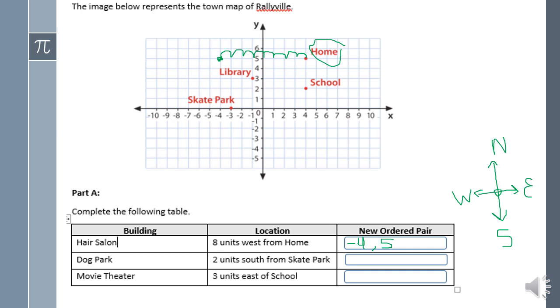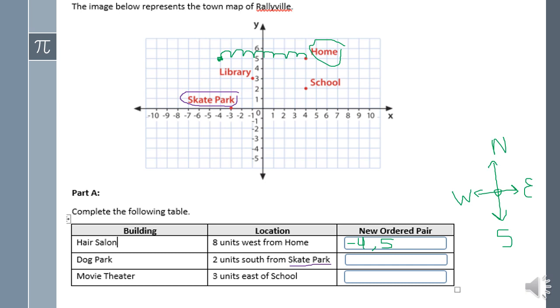So the next building we're trying to locate is the dog park. And this says it's 2 units, I'm going to use a different color, let's use purple, 2 units south from skate park. So skate park is my starting point. I'm going to circle that. I'm going south, so I'm going to be going down, underneath the 0. So let's start here. And it's only 2 units, so I'm going to do 2 bunny hops, and that is all.